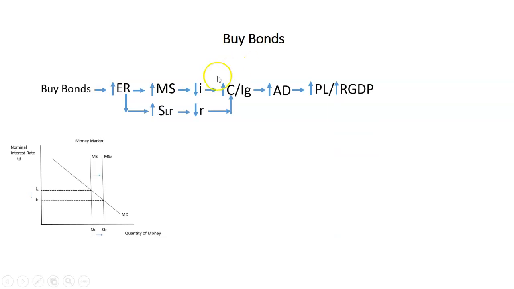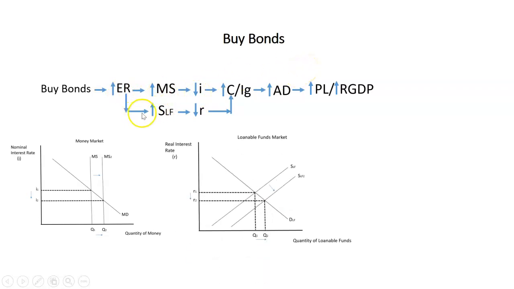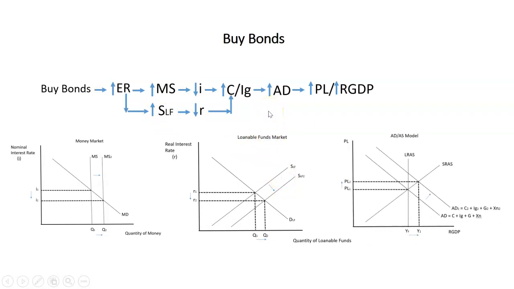And we can see all of these on the money market graph, where you have the money supply increasing, causing that decrease in the nominal interest rate. You have it on the loanable funds graph, where you have an increase in the supply of loanable funds, which will cause a decrease in the real interest rate. And you also see it on the ADAS model, when you have an increase in aggregate demand from the increase in consumption and gross private investment. This is expansionary monetary policy because our actual is now greater than the potential, or the natural rate of unemployment.